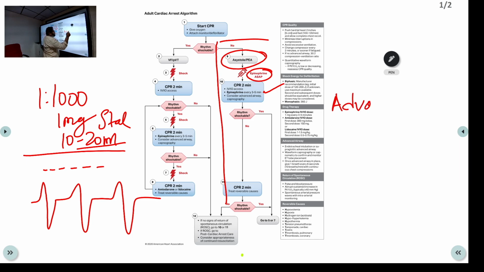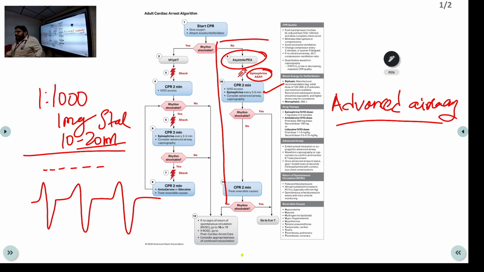The most important thing you need to remember is the advanced airway. What are the options for an advanced airway? When you want to place an advanced airway in a cardiac arrest, it is a priority. I am not saying it is not a priority. An advanced airway needs to be done, but good bag-mask ventilation is equivalent to an advanced airway.